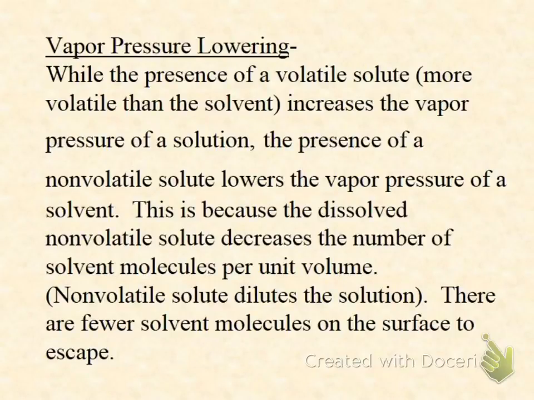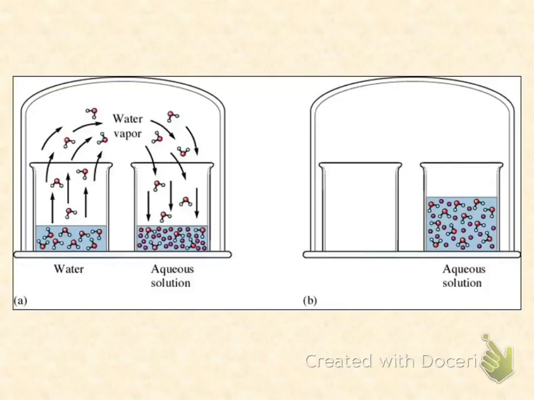Vapor pressure lowering. While the presence of a volatile solute, meaning more volatile than the solvent, increases the vapor pressure, and of course increased vapor pressure means it's more likely to become a gas. If we were to add a non-volatile solute, it actually lowers the vapor pressure, and so the solvent is less likely to become a gas, okay? So basically the non-volatile solute dilutes the solution, so there are fewer of the solvent molecules at the surface to escape to become a gas. And so here's an example of that.